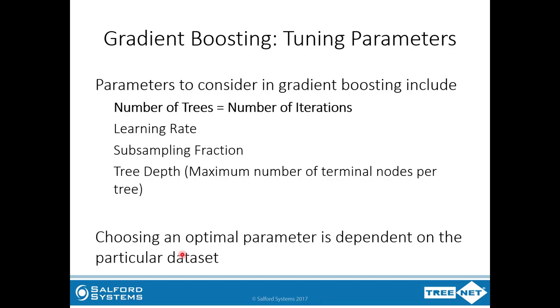Okay, so now what we're going to discuss is how to tune gradient boosted tree models. There are actually a number of parameters to consider in gradient boosting, and they include the number of trees, the learning rate, the subsampling fraction, and the tree depth. The optimal parameter setting is always going to be dependent upon a particular data set. So the only way to know the best values is just to experiment and try different values. And we'll talk about some efficient ways to do that.